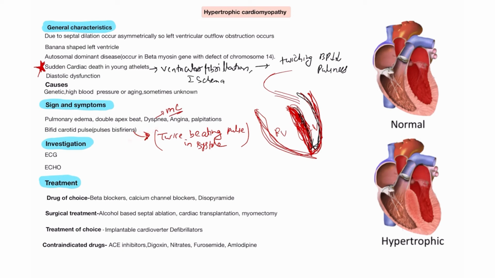This is also characteristic. What is the investigation of choice for hypertrophic cardiomyopathy? There are two tests we will use for hypertrophic cardiomyopathy: ECG or echo.